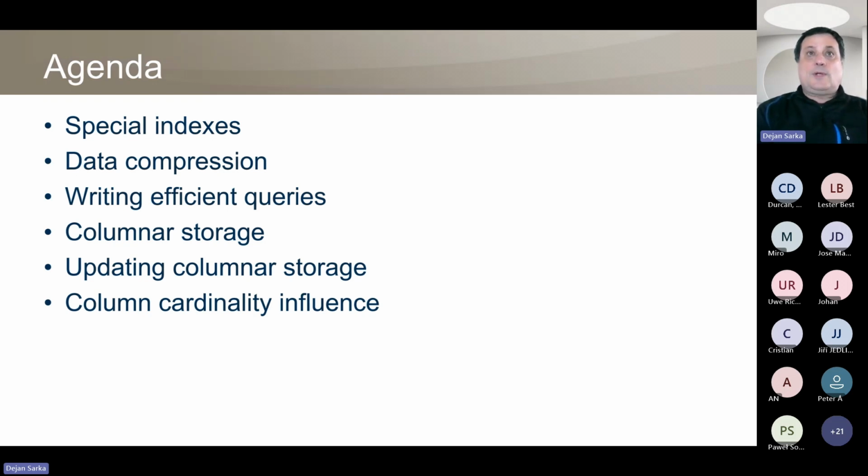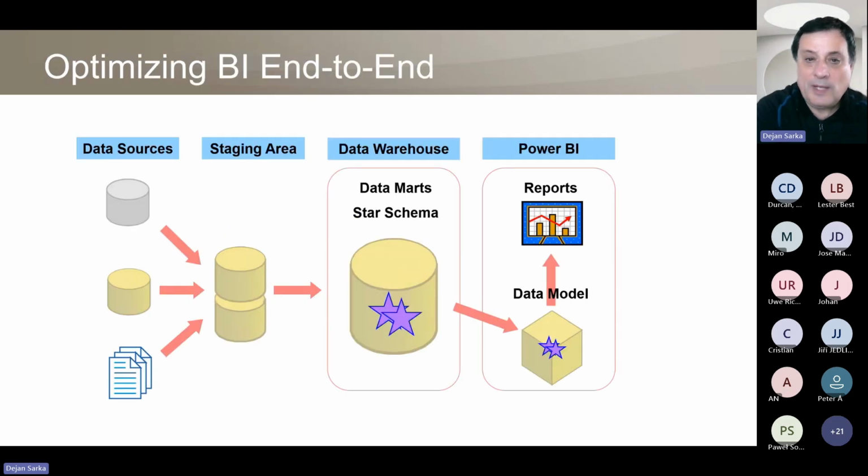First, in the introduction, I will talk about why you would do this. Then we'll talk about special indexes. They are not so well known, like filtered indexes and indexed views. Then data compression and writing efficient queries. We'll analyze columnar storage, talk about how you can update it, and what the influence of column cardinality is on compression: row compression, page compression, and columnar compression.